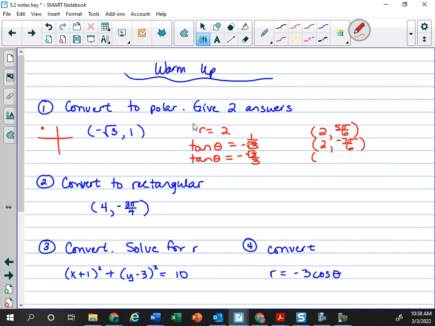Okay, then I'm going to switch and do a negative 2. I think the negative angle is actually easier on this one. What would that be? It would be negative 5 pi over 6.